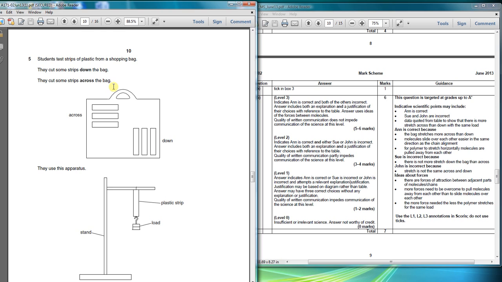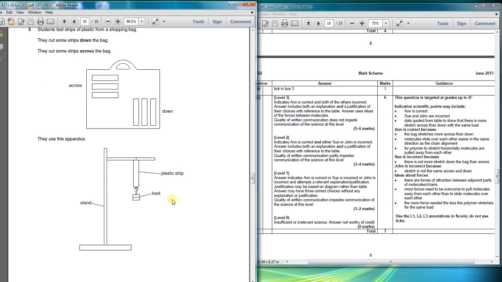Just in case anyone has managed to get through all of their lives without working out what across and down means, they've included a diagram. You've got a diagram of what across is there and what down is. And they've shown the apparatus. You've got a clamp stand, plastic strips and a load put on to the plastic strips.